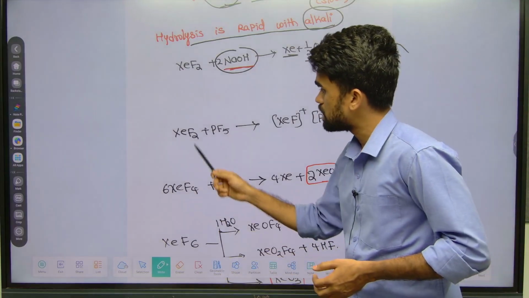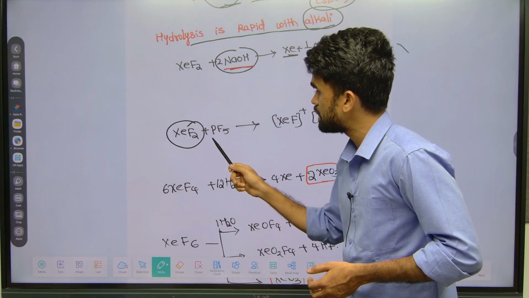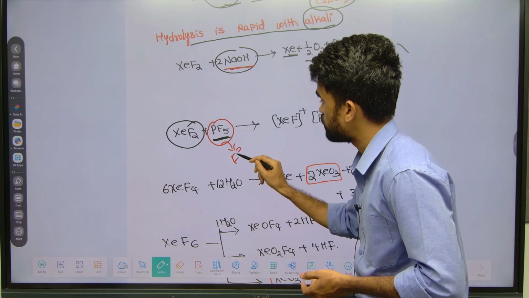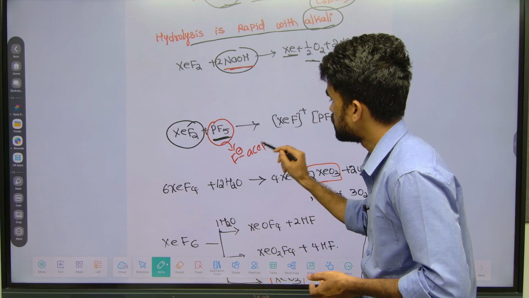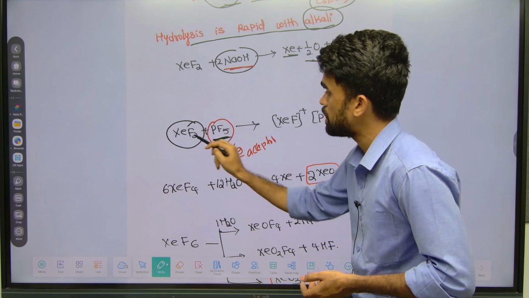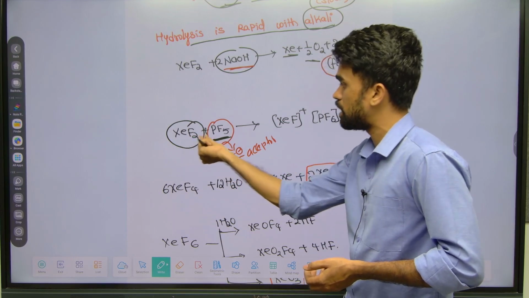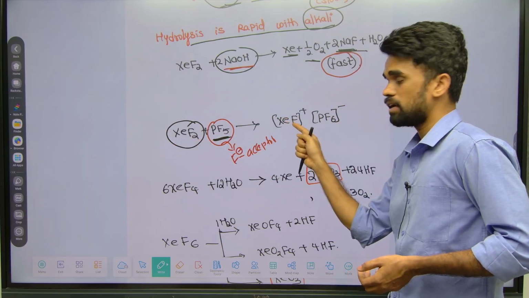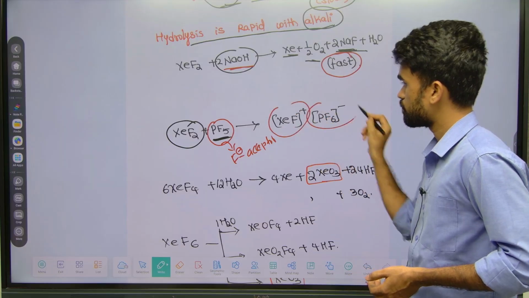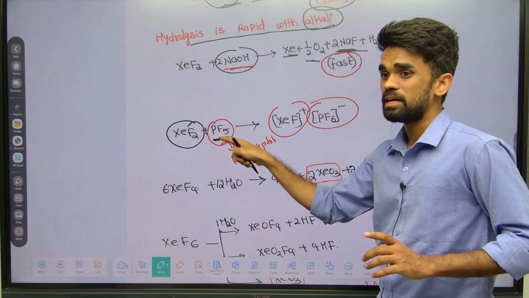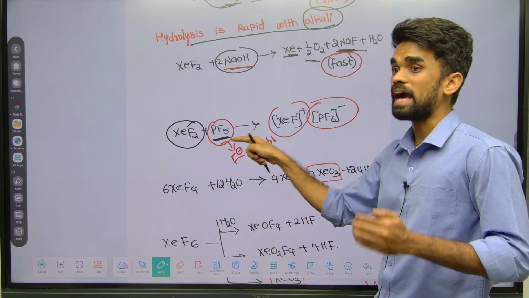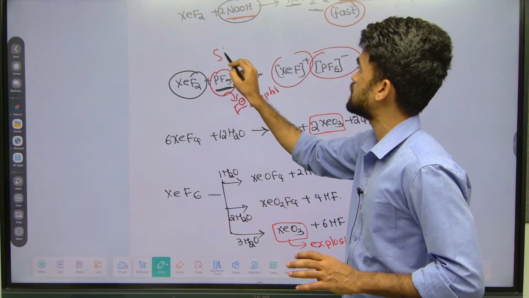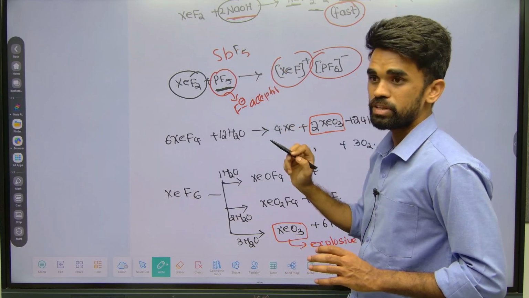Here you can see xenon difluoride. Upon treating with PF5, these PF5s are fluoride acceptors. If it accepts one fluoride, it becomes PF6 minus. So we can call PF5 a fluoride acceptor. Not only PF5, they may also give you SbF5.